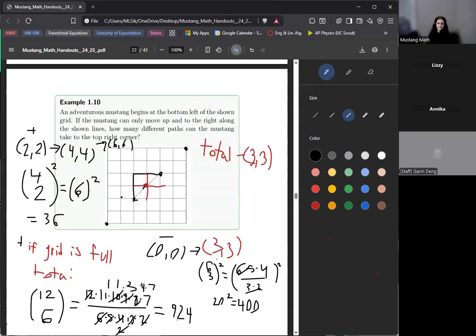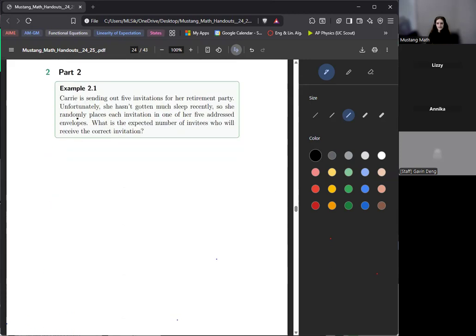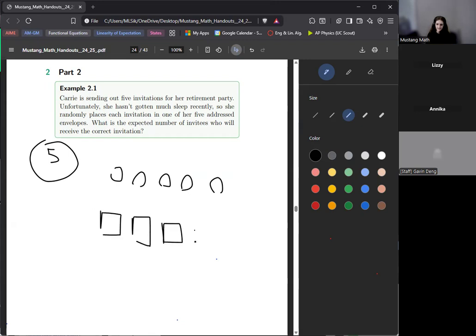Carrie is sending out 5 invitations for her retirement party. Unfortunately, she hasn't gotten much sleep recently, but randomly places each invitation in one of her 5 addressed envelopes. What is the expected number of invitees who will receive the correct invitation? Okay, so you have 5 invitations and 5 envelopes that are all distinct. And we want the expected number.